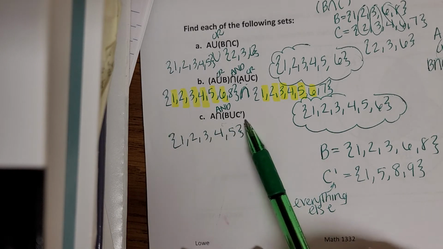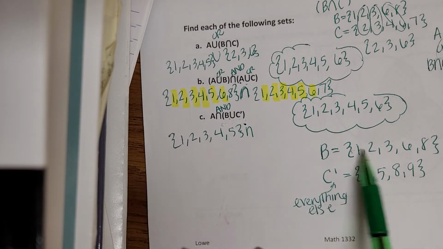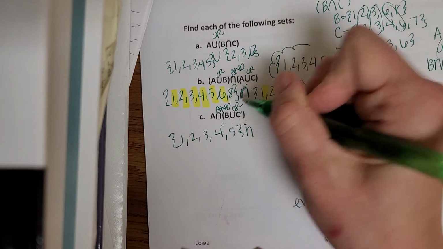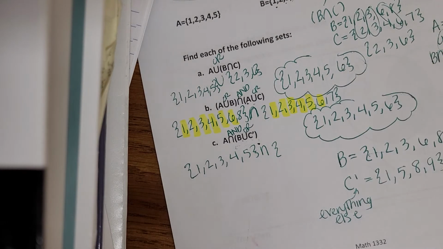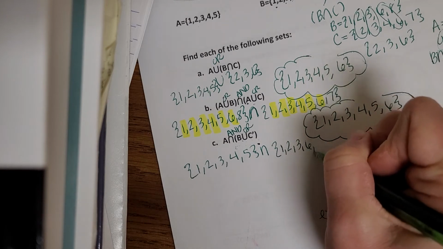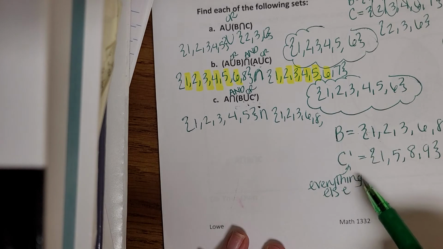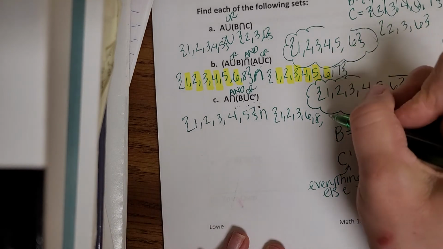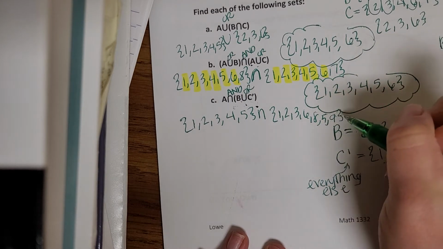And what we're looking for on the right-hand side of this setup is any elements that are part of B or C complement. So this could be a pretty lengthy list also, okay? So everything that's in B is going to make this list. So the 1, 2, 3, 6, and 8. And anything that's in C complement because of that word or. So 1's already counted for. We need to pick up our 5. 8's already counted for. We need to pick up our 9. So that is that list.